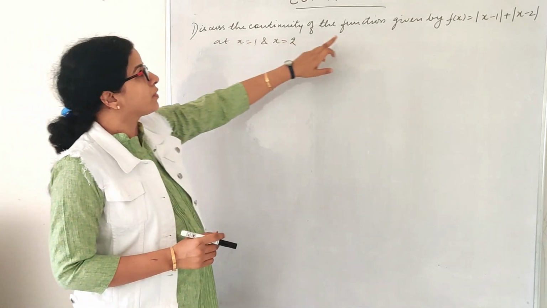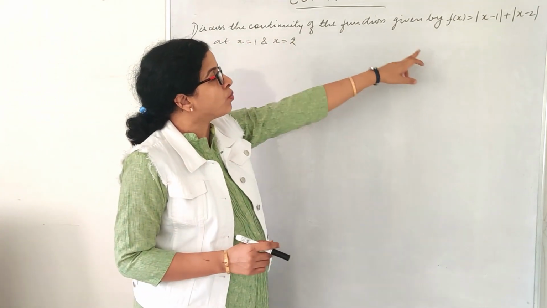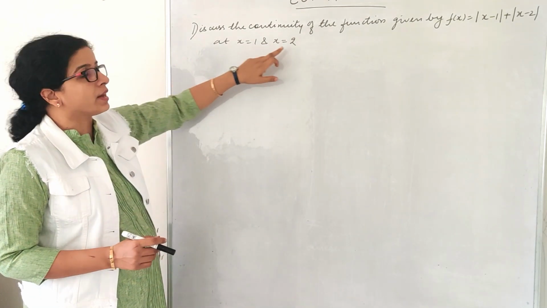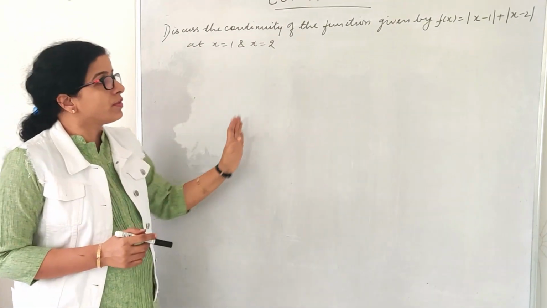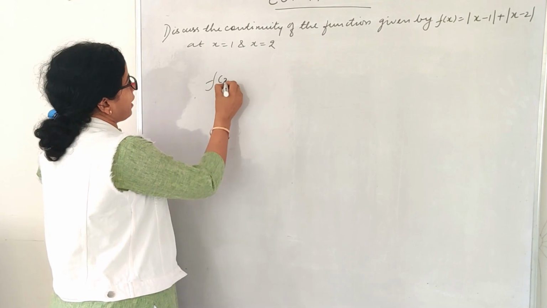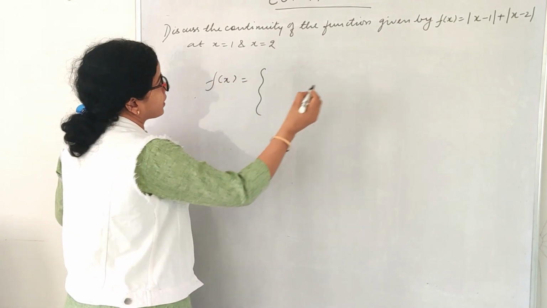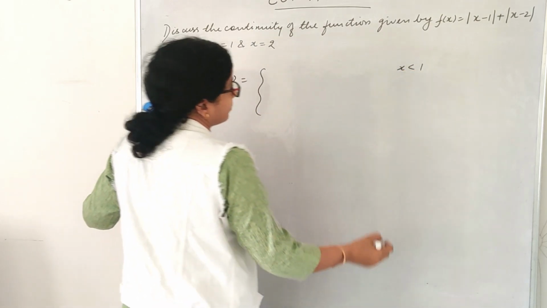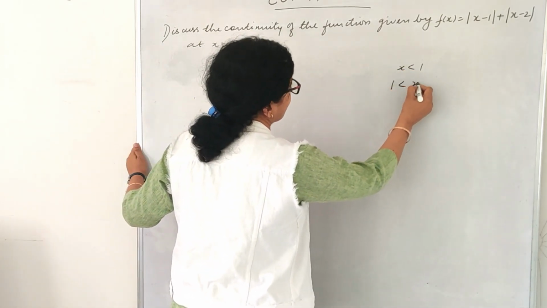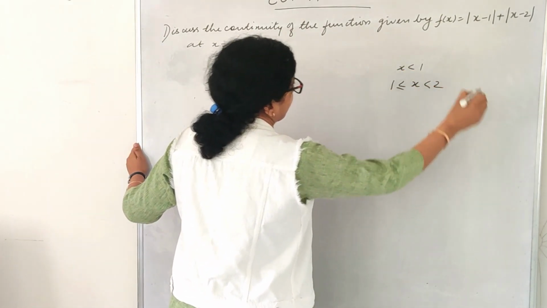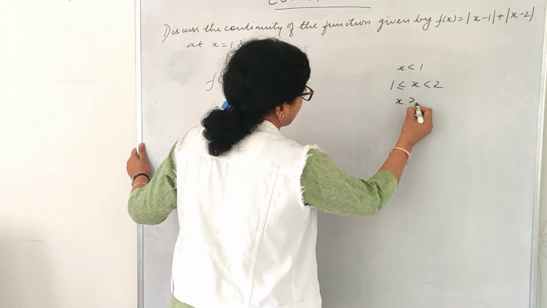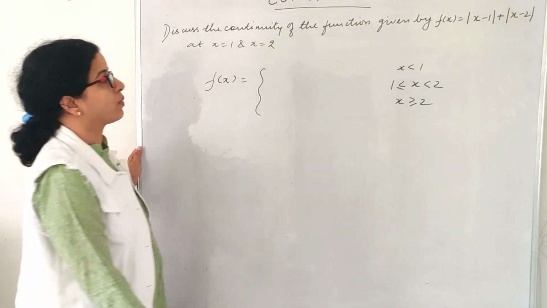Discuss the continuity of the function given by f(x) is equal to mod x minus 1 plus mod x minus 2 at x is equal to 1 and x is equal to 2. So we will define this function. f(x) is equal to, we will take 3 cases. When x is less than 1, when x lies between close interval 1 and open interval 2, and when x is greater or equal to 2.